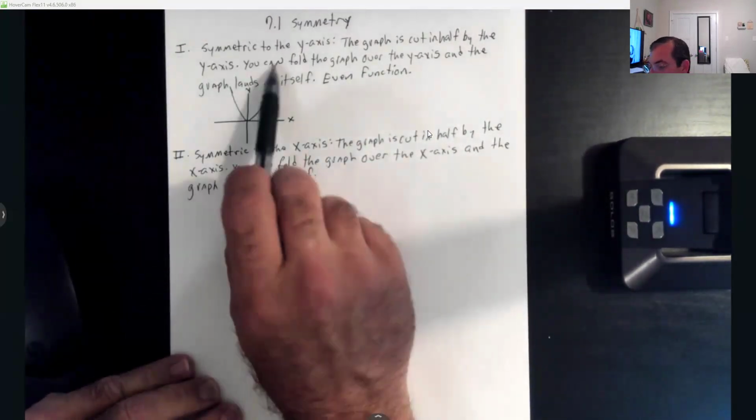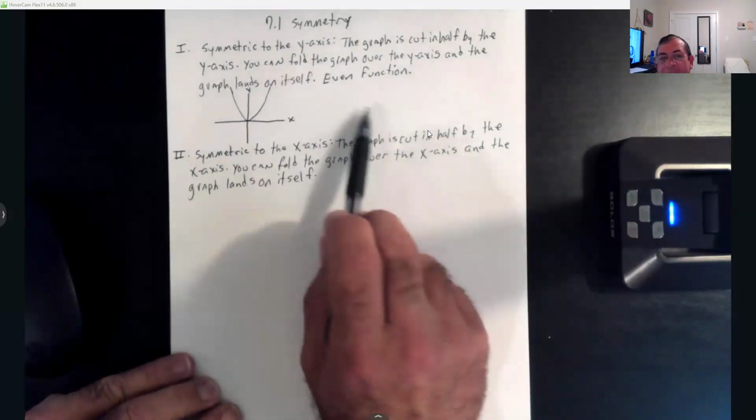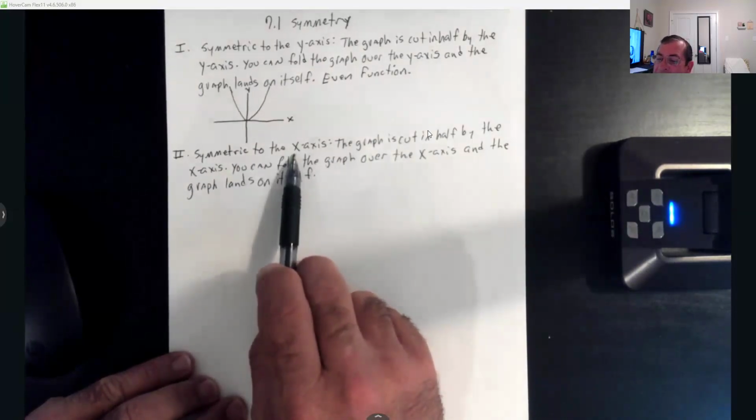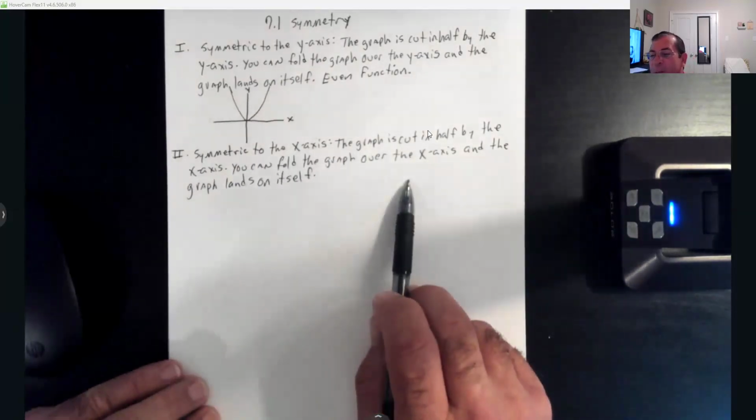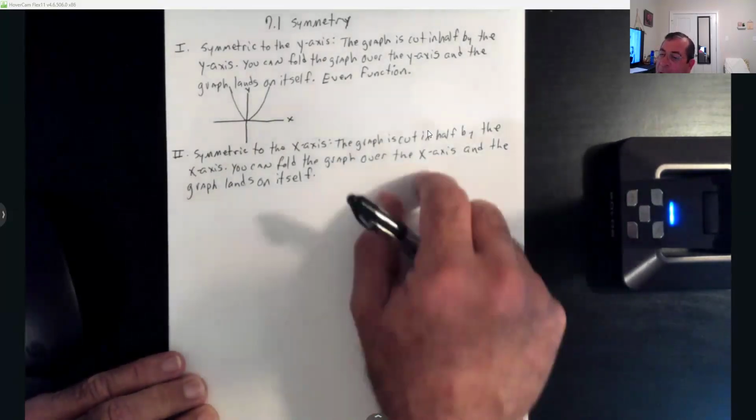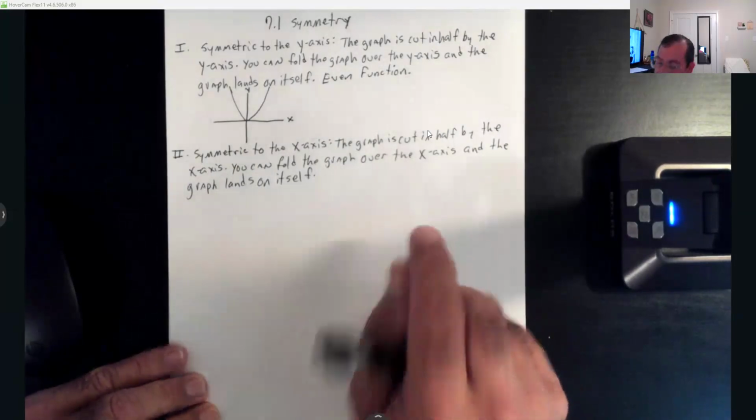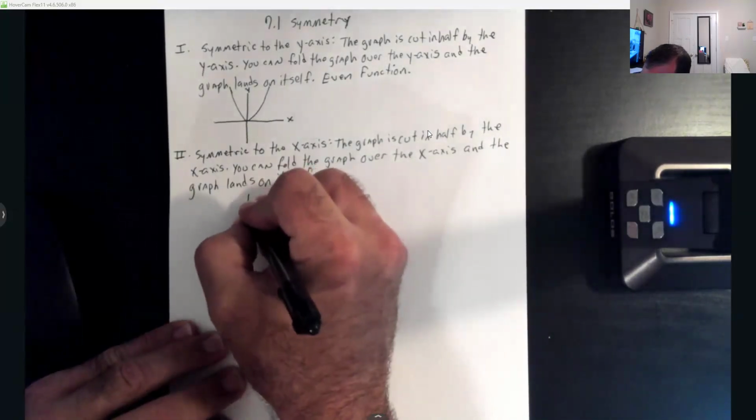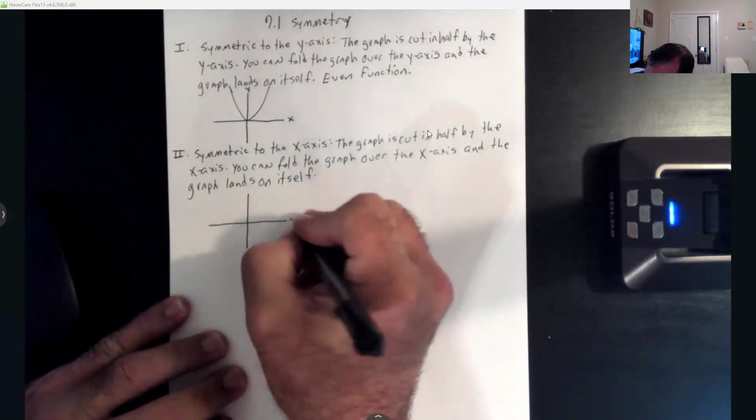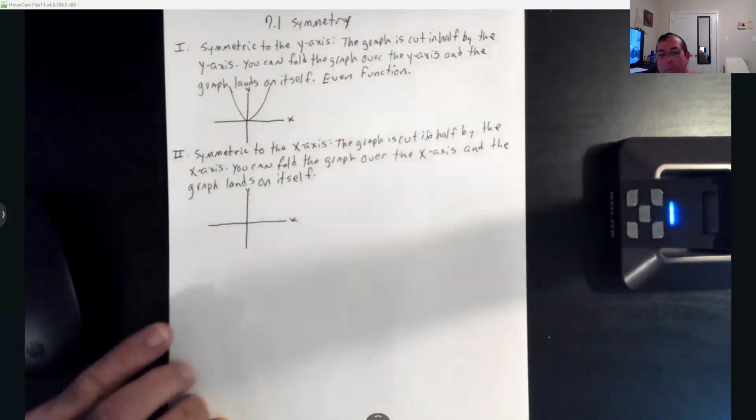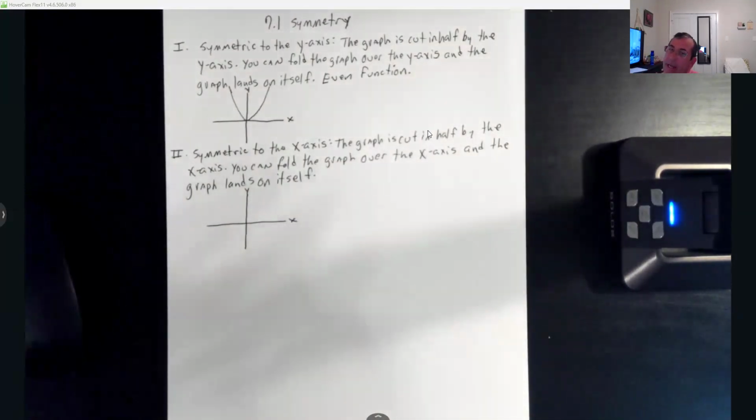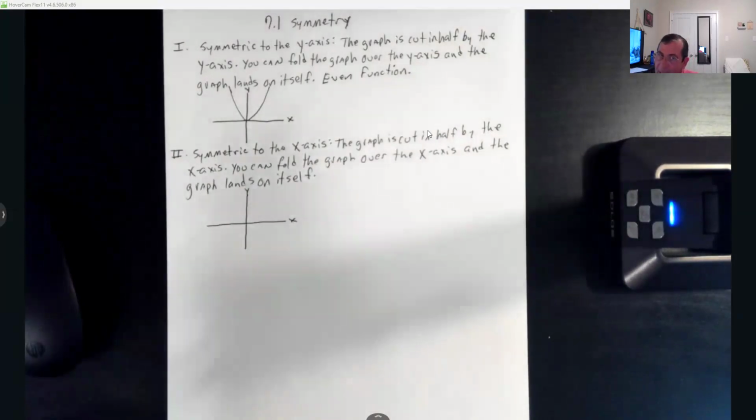Now, if you notice, the y-axis, those were even functions. But if it's symmetric to the x-axis, it's not even a function basically because of the two y values for each x. So I'll give you an example of symmetric to the x-axis. But the ones symmetric to the x-axis, like I said, they're not functions because they violate the vertical line test.